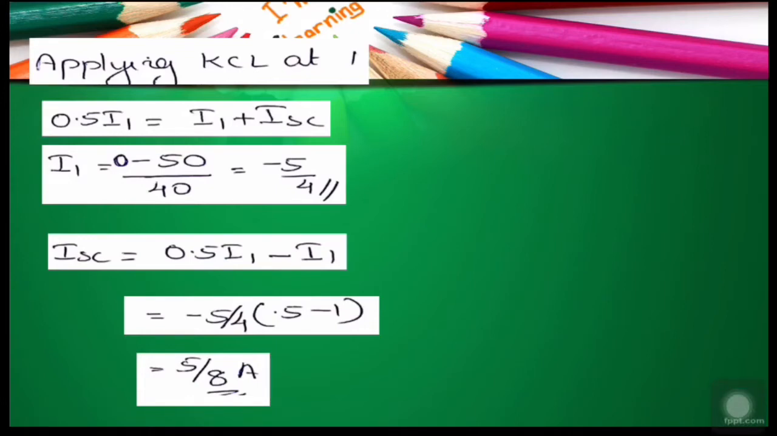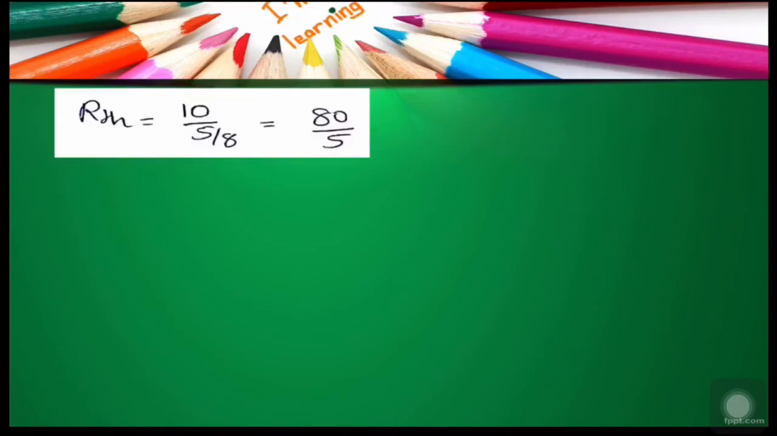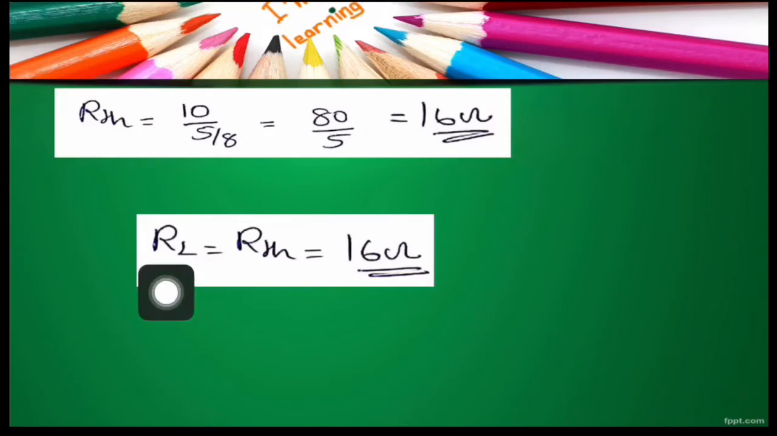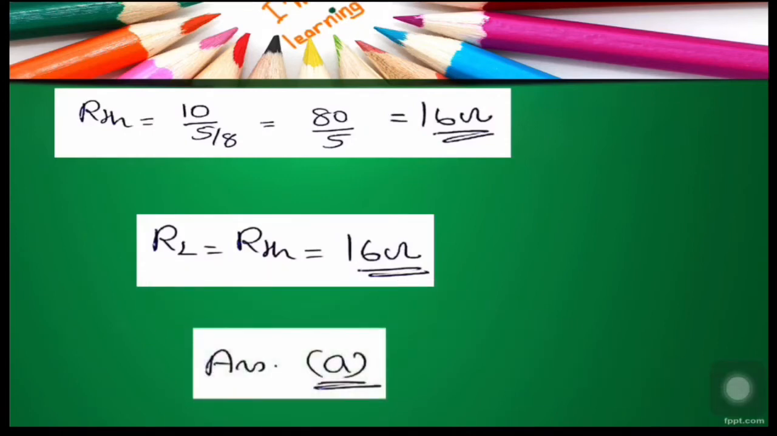Thus, we obtained the values of VTH and ISC. So what are we supposed to do next? We are supposed to calculate the value of RTH by using the formula VTH by ISC, that is equal to 10 by 5 by 8, that is equal to 16 ohm. For maximum power transfer, the value of load resistor should be equal to Thevenin equivalent resistance of source network. Correspondingly, we can write RL is equal to RTH is equal to 16 ohm. Thus, our answer is option E. That's all about this question.